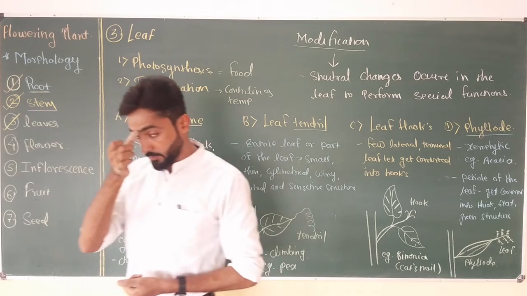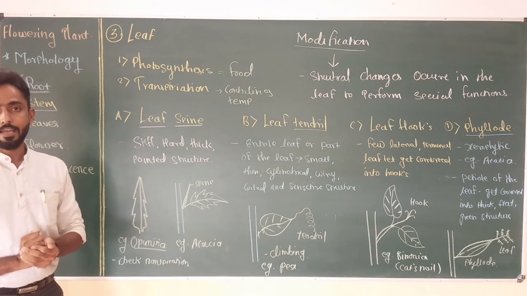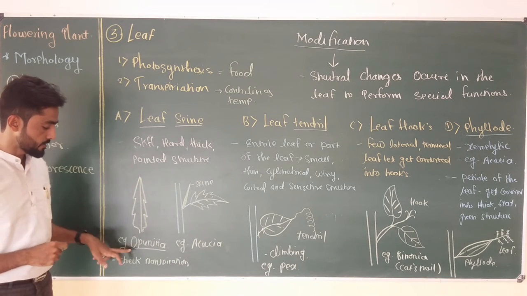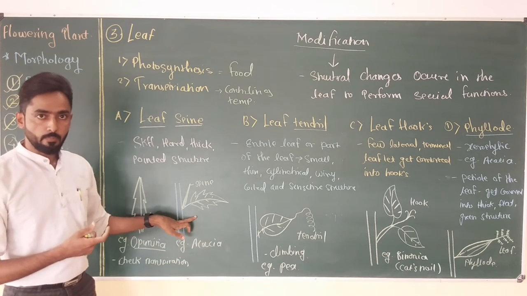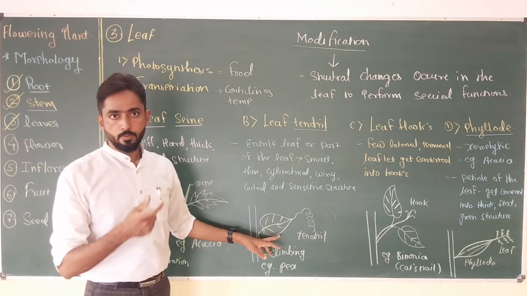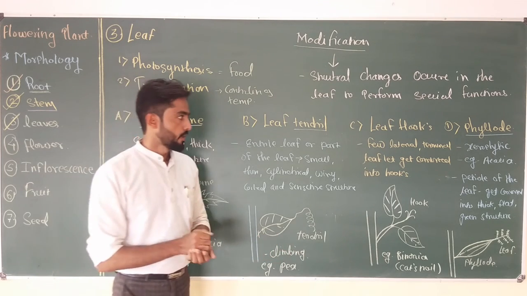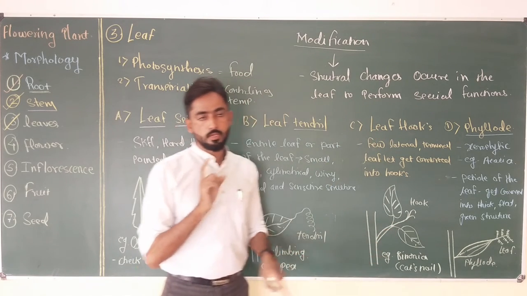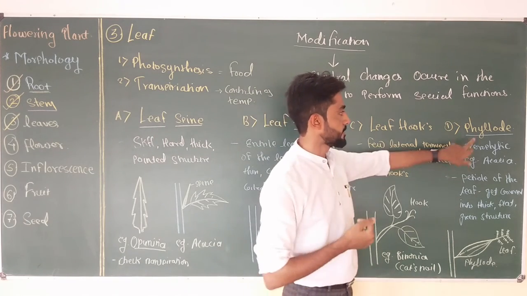So these are the four important types of leaf modification present in angiospermic plants. Number one is leaf spine. The main function of the leaf spine is to check the rate of transpiration and to protect the plant from grazing animals. The main function of the leaf tendril is to help a plant with a weak stem to climb over a solid support, and the function of the leaf hook is to climb the plant over a solid support. The last type of modification is Phyllode.